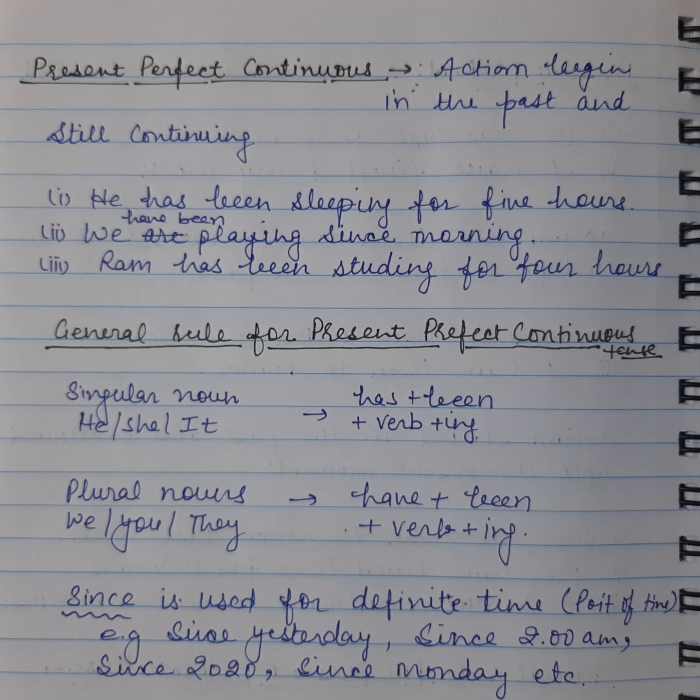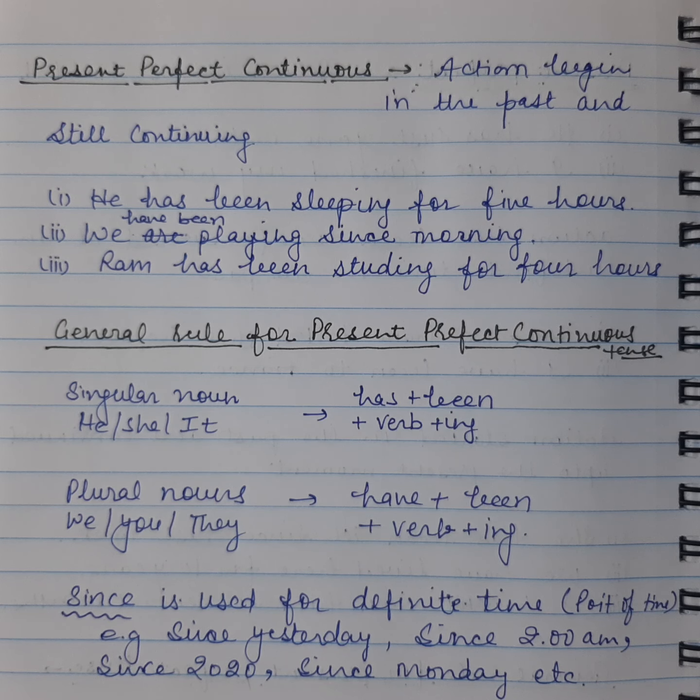Present perfect continuous tense. In these sentences, the action has already begun in the past and it is still continuing. For example, he has been sleeping for 5 hours. He started sleeping 5 hours before, and he is still sleeping. We have been playing since morning. We started playing in the morning and we are still playing. Ram has been studying for 4 hours. Ram started studying 4 hours ago and he is still studying.